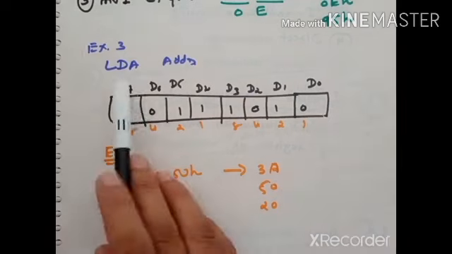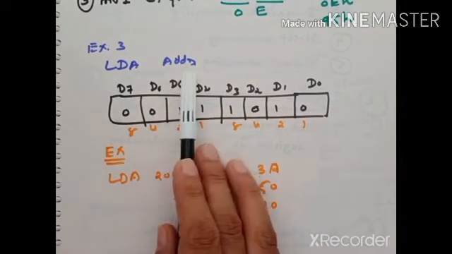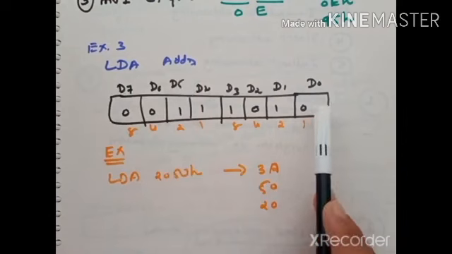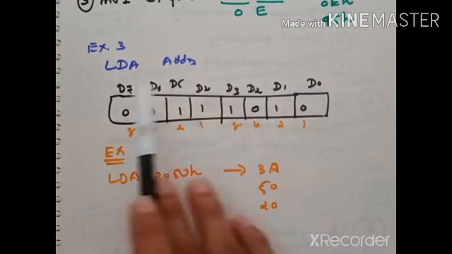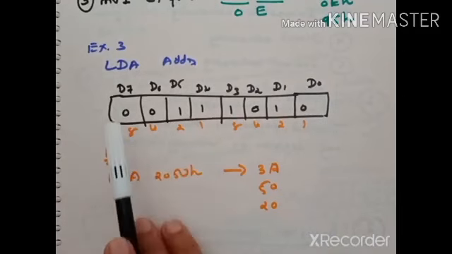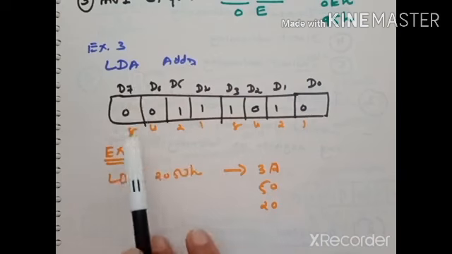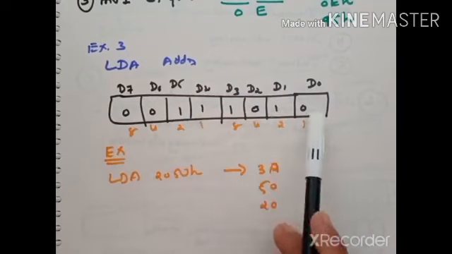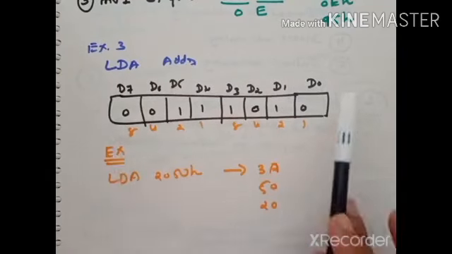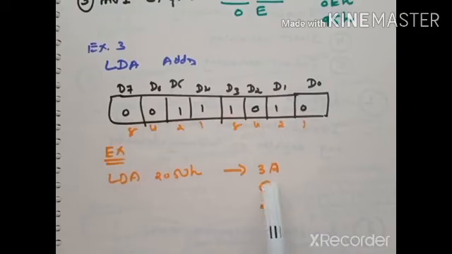Then the next instruction is LDA address. So 8-bit data D0 to D7, and for that instruction this format is fixed: 00111010. The equivalent hex code, that means according to 8421, is 3A. That means the equivalent hex code of LDA is 3A. Then store 50H, that means the lower address, and 20H, that means the higher address.